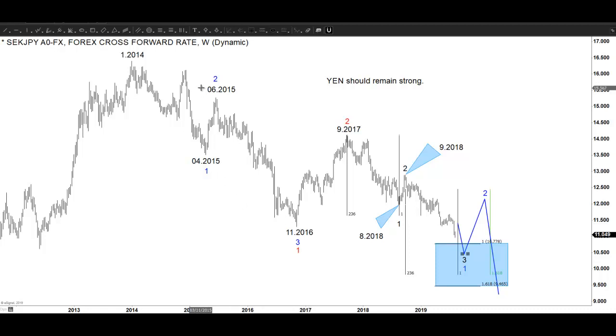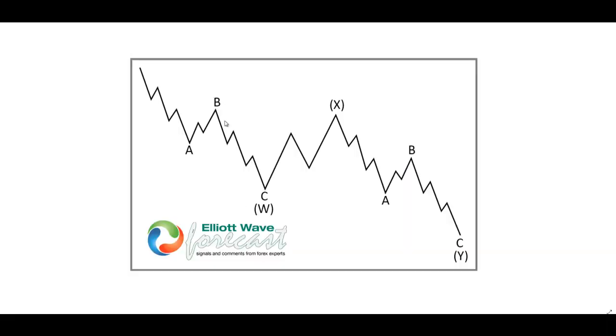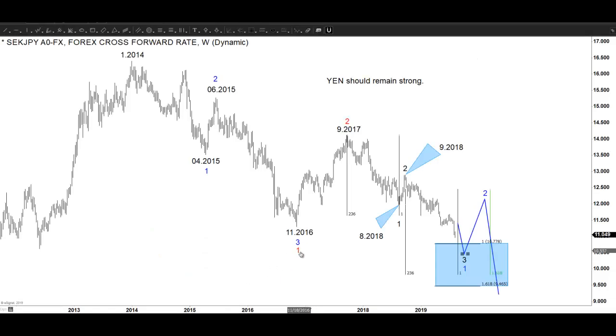So we have 1, 2, 3 in blue. It makes 1 red. If we look at the chart, 1, 2, 3, ABC right there makes the W in a higher degree. Technically, this is not Elliott Wave labeling. This is sequence. It's different, for clarification there. So this makes a 1 red and a 2 red.